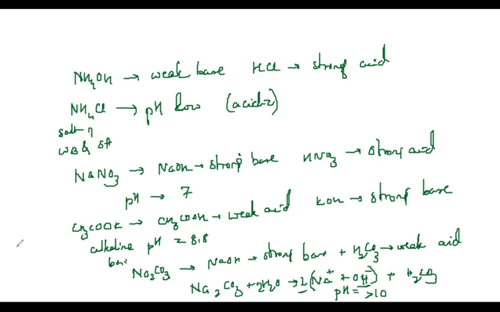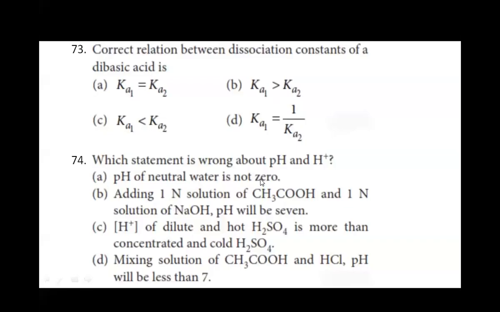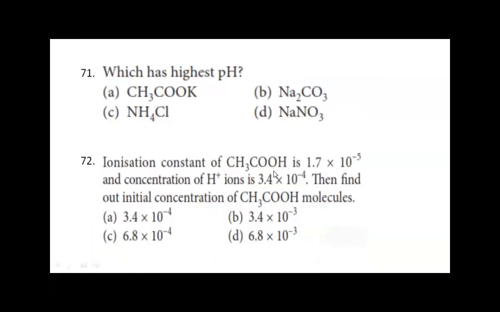So which is having the highest pH? It is sodium carbonate, Na2CO3, and understood why. In NH4Cl, pH is acidic. NaNO3 is neutral, 7. CH3COK is 8.8. And sodium carbonate is more than 10. So that is the correct option: sodium carbonate.